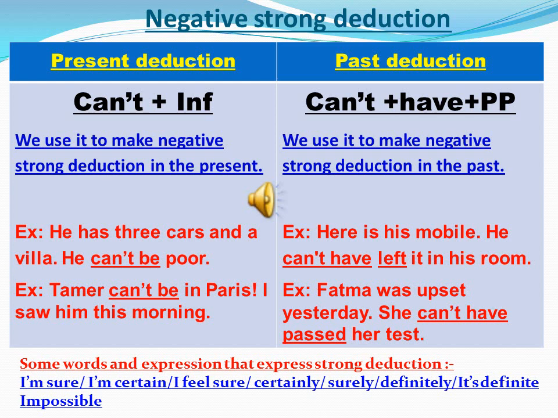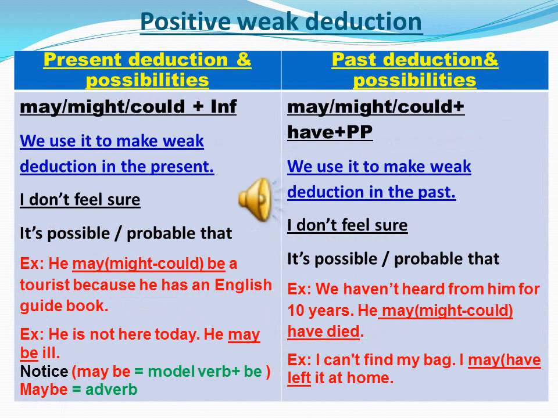And we can use the words and the expression that express strong deduction in both must and can't. But we note that we can use can't plus have plus past participle to make negative strong deduction in the past. Let's go to another point.